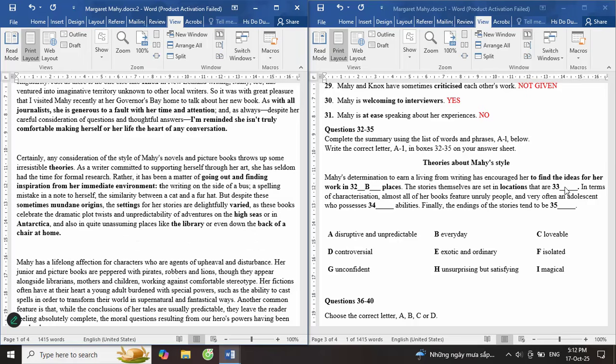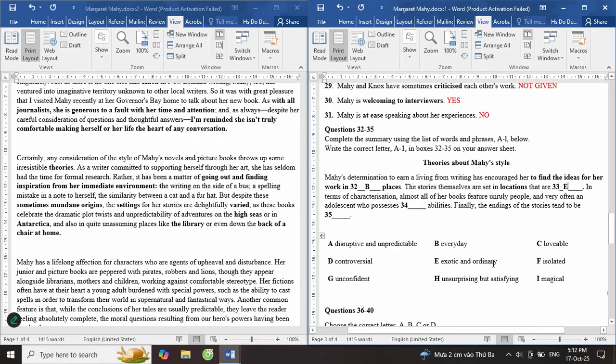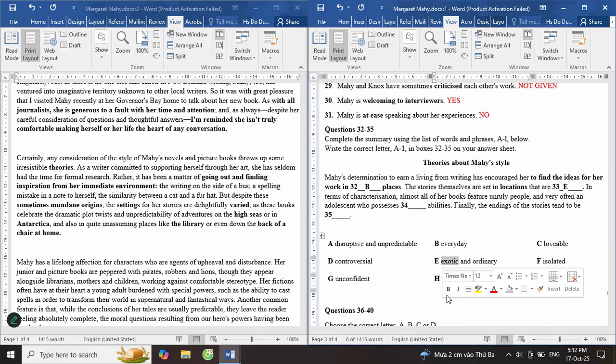And the answer for number 33 would be E. Exotic and ordinary. You know ordinary, maybe you don't know exotic, but exotic means foreign, right? It belongs to another country. So exotic would be high sea and Antarctica, while ordinary would mean library and back of a chair at home. So that's number 33.